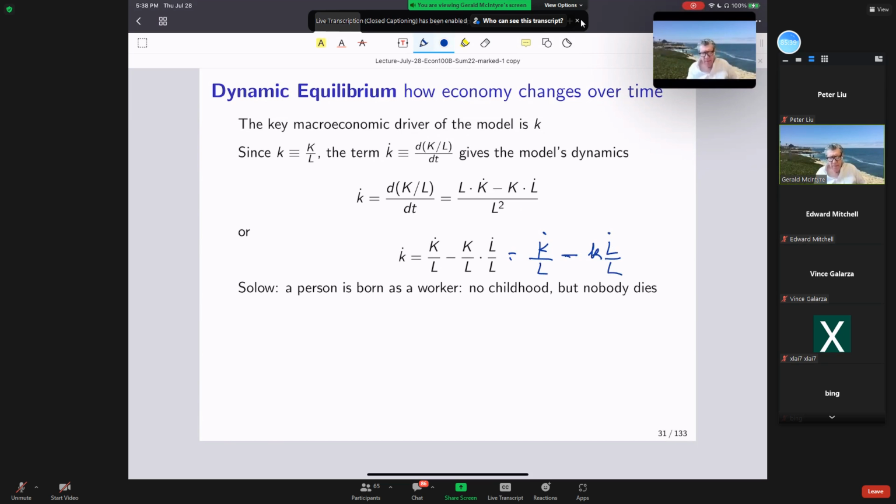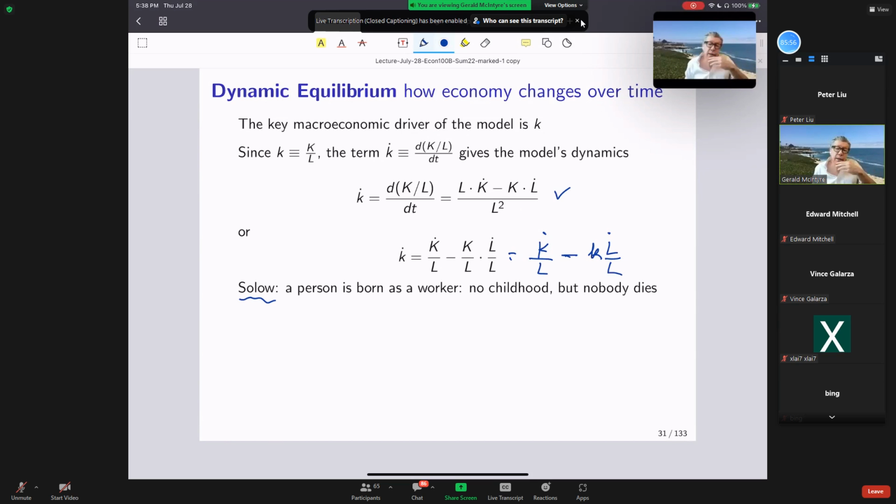Okay, so now things are starting to look a little bit cleaner. They're certainly looking cleaner than that. Now here's an assumption that Solow makes. I want to explain this. Solow presumes that as soon as a person is born, they go to work.